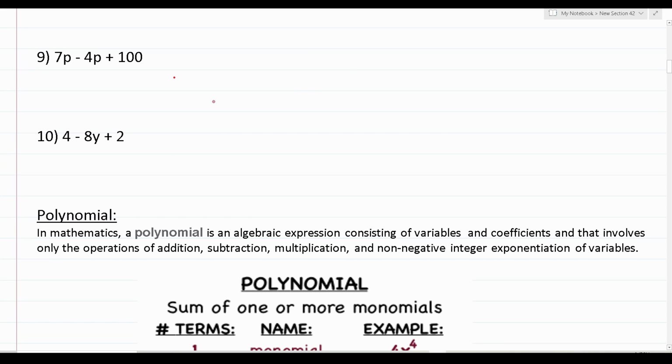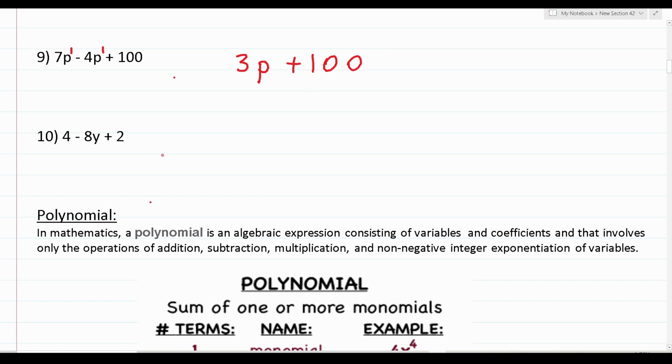All right, so number 9 says 7p minus 4p plus 100. Again, clearly 7p and 4p are like terms, given that they have the same letter variable of p, and those letter variables are raised to the same power. So we can perform this operation of 7p minus 4p, but we can't do anything with this plus 100 because it's not a like term. So 7p minus 4p is going to be 3p plus 100.